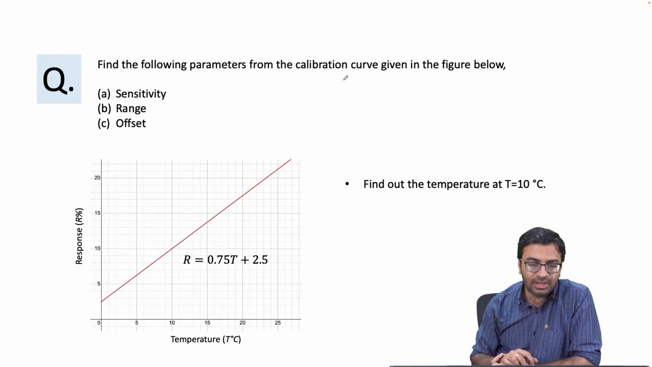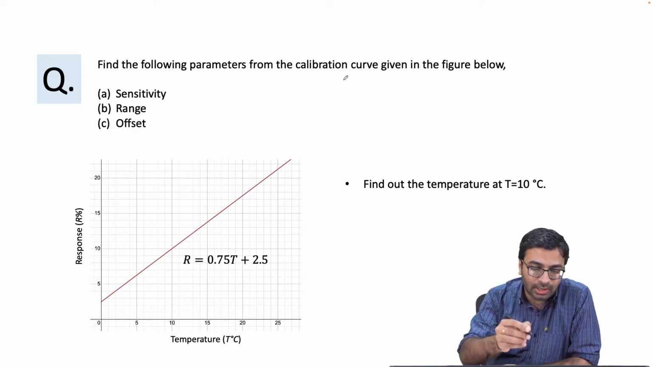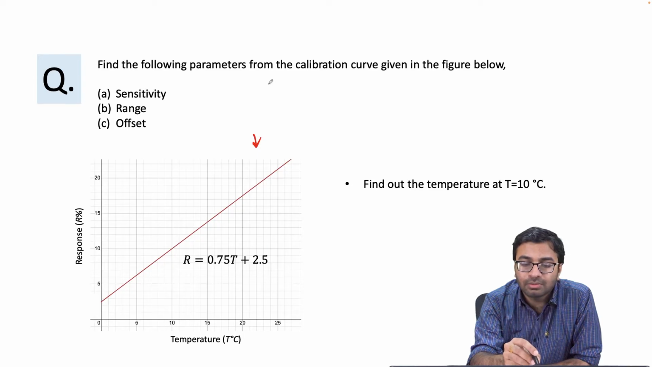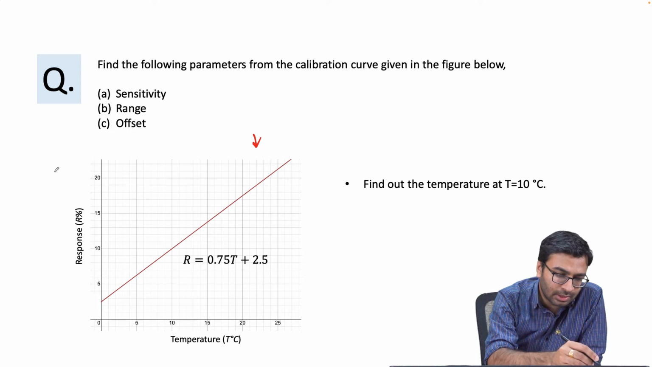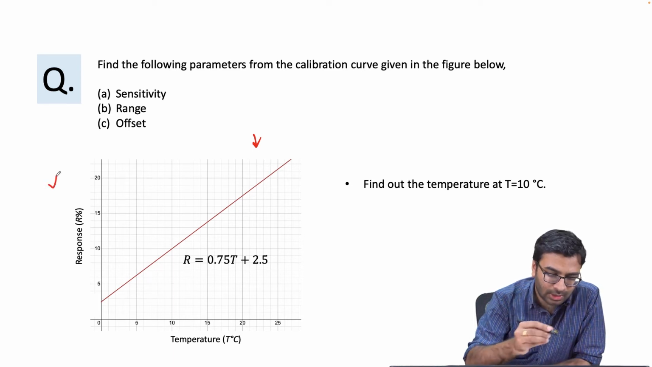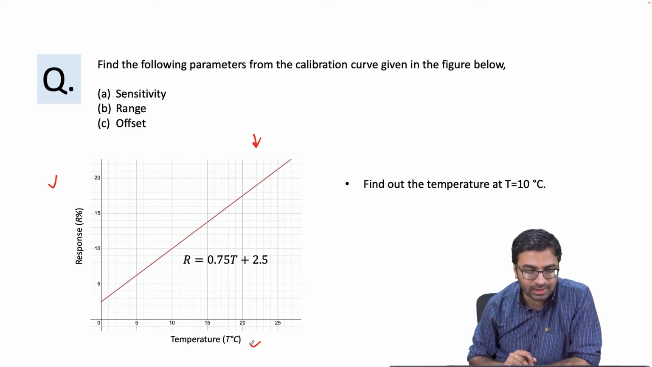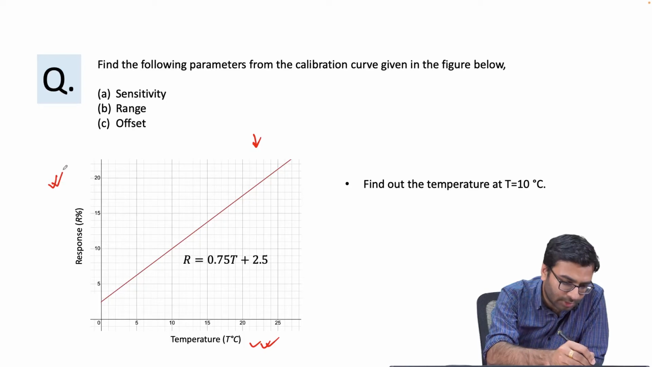So let us start with a very simple problem. In this problem, you have a calibration curve. We already have seen what a calibration curve is. The question is, find the following parameters from the calibration curve given in the figure below. This is your calibration curve, that is the relation between response and stimuli. In this case, from the curve itself, it is very clear that the sensor is a temperature sensor, and that is why the x-axis is temperature and the y-axis is response.